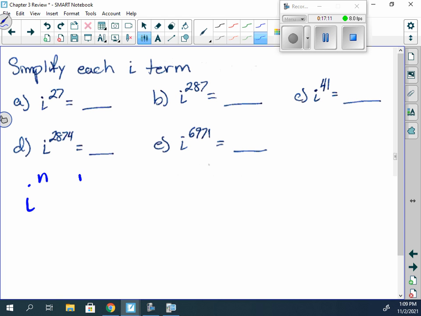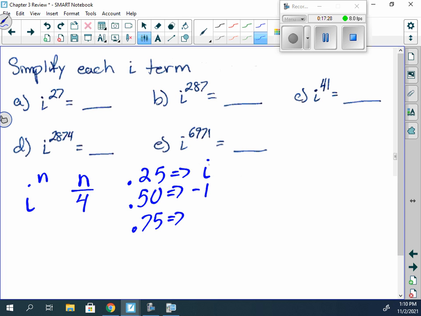Well, for any power of n, if we take that power and divide by 4, if the decimal is 0.25, it's going to reduce to I. If the decimal is 0.50, it reduces to negative 1. If it's 0.75, it reduces to negative I. And if the decimal is 0.00, it reduces to what? 1.